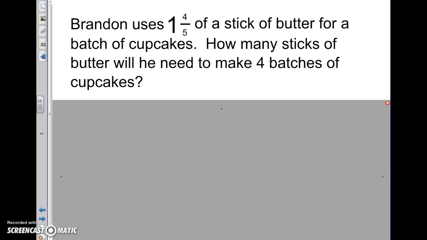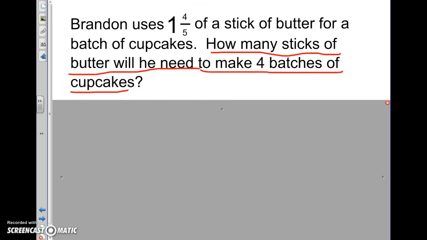First problem, Brandon uses 1 4/5 of a stick of butter for a batch of cupcakes. How many sticks of butter will he need to make 4 batches of cupcakes? So, as always, look for what's the question first. What is it that we need to solve? How many sticks of butter will he need to make 4 batches of cupcakes?